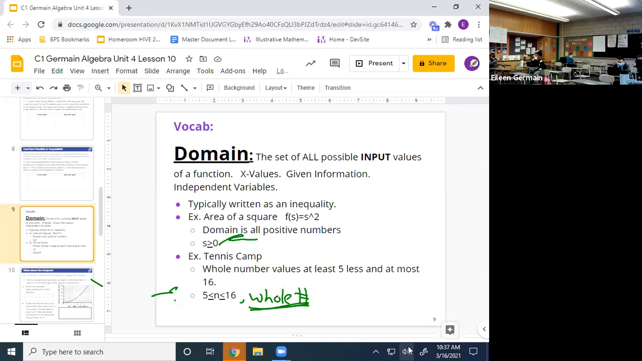Good question. Questions on domain? Domain is written as an inequality, and you're adding modifiers if you need them. Okay?